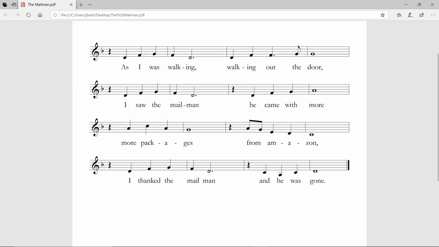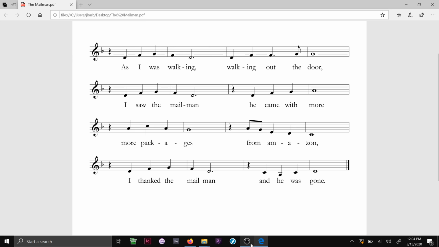And yeah, you can see how as I was walking, I saw the mailman, I thanked the mailman, they all look exactly the same because they have the same notes and the same rhythms, which is a good trick to remember as a musician. You can repeat things. You can repeat things a lot. And when you get bored repeating it, then you just try something new. So anyway, I just wanted to take a look at what that looks like in music. We will get there someday.